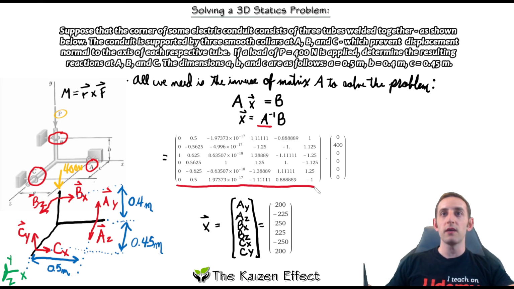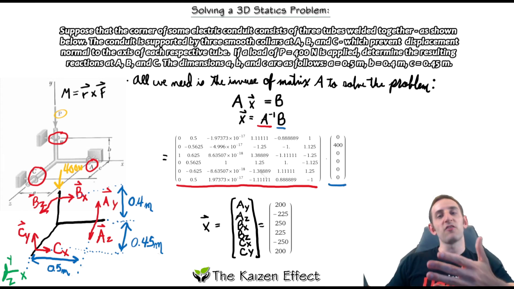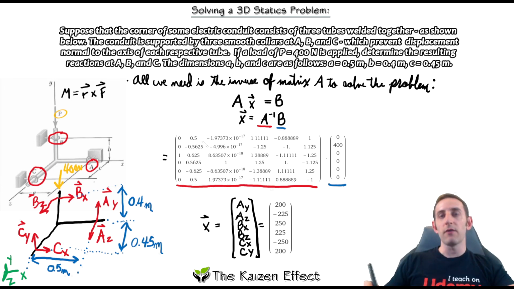I get this big one over there, and I have to take B, which was basically the right side of our matrix equation. So that is right there. And all we need to do is just use matrix multiplication, and then we get the end result. So in essence, we could do that right here. I can walk you through that.